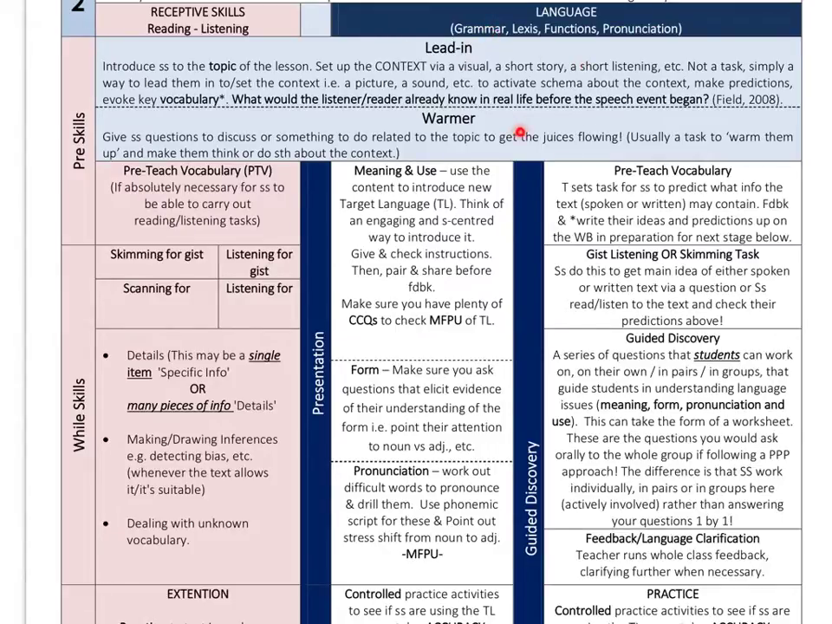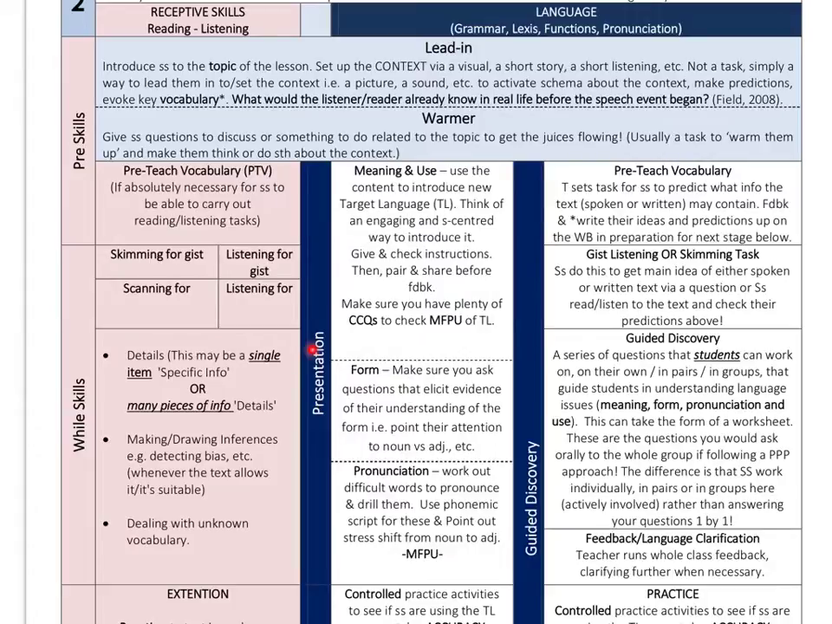Now, again, you would have a lead-in, a warmer. We already talked about that. In the presentation, practice, production, the first stage would be your presentation, where you deal with MFPU, meaning, form, pronunciation, and use. In this stage, what you want to do is try and be as student-centered as possible, so that your presentation is not you talking about language. That's one of the big mistakes people make. And very often people are very teacher-centered. Students get bored. They're passively listening to you babbling about grammar or lexis or functional pronunciation.